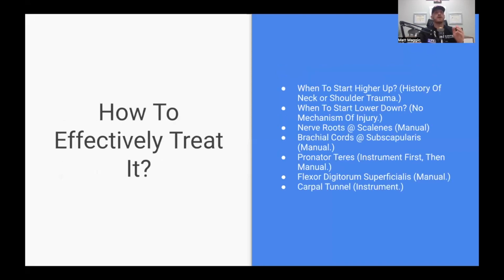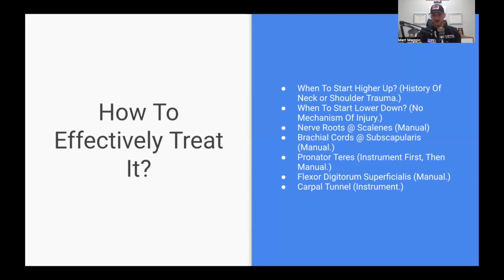So, how to effectively treat it? There's a couple things that you really want to understand here. Trying to understand, is it actually coming from down in the wrist in the carpal tunnel itself, or is it coming from somewhere higher up the chain, in through the elbow, in through the brachial cords, up through the neck as well? One thing that I do when I decide if I want to start higher up is, was there a history of neck or shoulder trauma? And a lot of times, when that is the case, if they're getting distal symptoms into the carpal tunnel distribution, I'm usually thinking the problem is somewhere higher up.